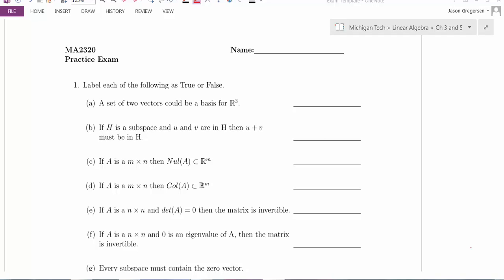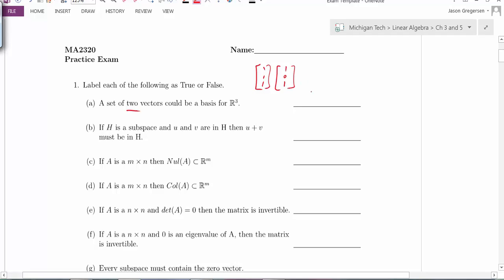So here's the exam, and we'll just start by going through the true and false. Number 1, part A says a set of two vectors could be a basis for R3. So to investigate this, we might grab two vectors in R3. I'm just going to make up two vectors from R3.